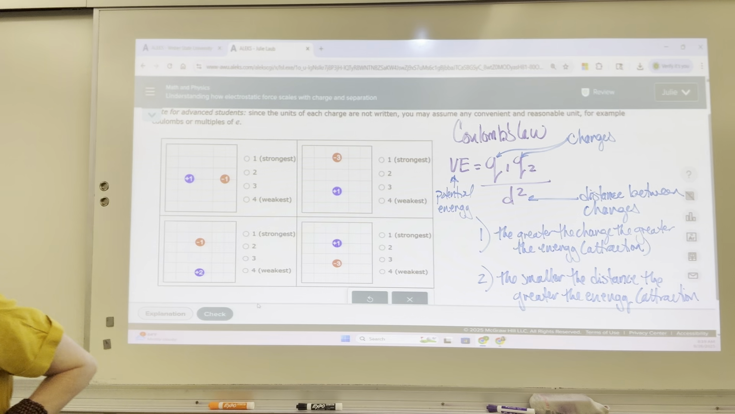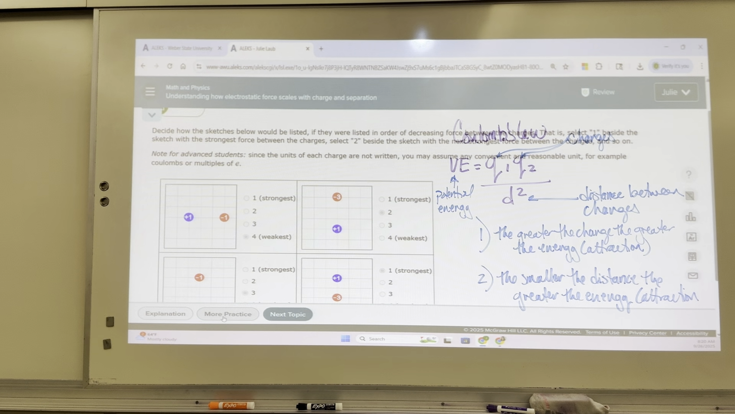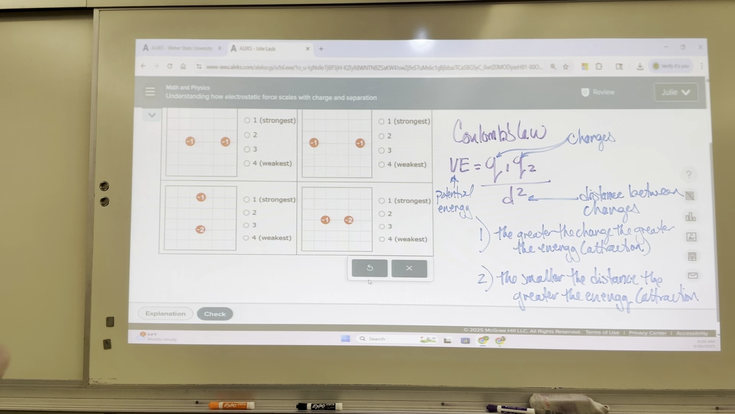So ranking this, we're going to have the strongest attraction right here because it's only 2 spaces apart, -3. Then this is going to be the second strongest because it's -3 and the 1, 3 spaces apart. This is 3 spaces apart, the 1 and the 2, so a little bit less. That'll be a 3, and then this one, 3 spaces apart, and it's just a 1 and a 1. All right, let's check it. Hooray! Let's do more practice. I'm so glad we got this one.